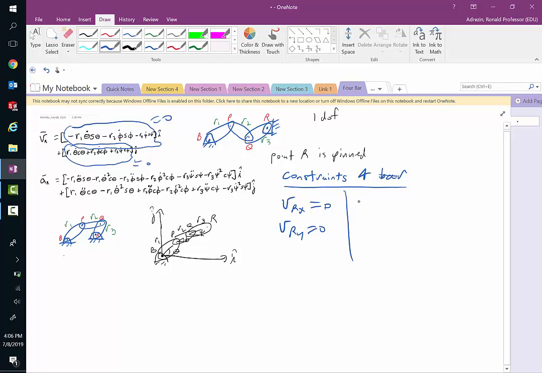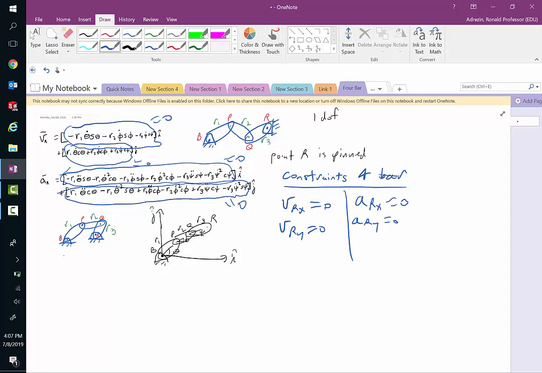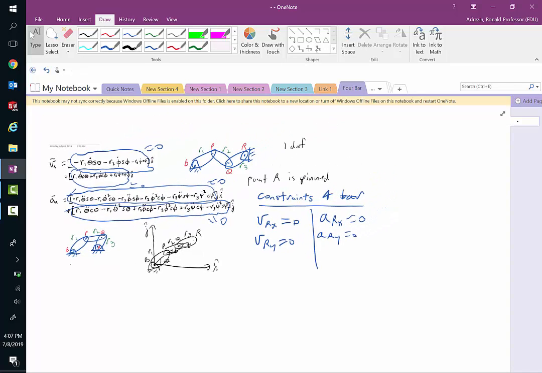If I care about accelerations, then the acceleration of capital R in the x direction is 0, and in y is equal to 0, right? So this whole mess here is 0. That's a scalar equation. If I extract this one here, it is also equal to 0. So I have, in this case, potentially 4 equations, so I can handle up to 4 unknowns.